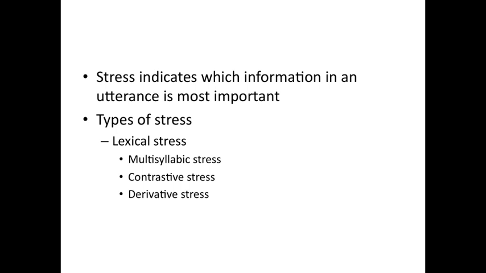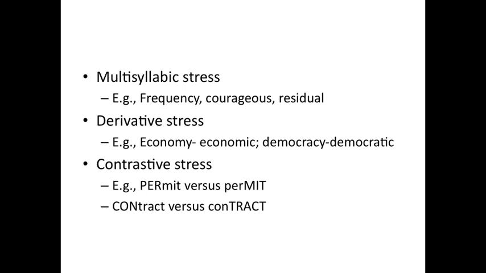So it's very important to see what the difference is in stress because it changes the meaning that is being conveyed. Okay, so the types of stress are multisyllabic stress, contrastive stress, and derivative stress. Those are some of the main things that you see at the lexical level. Lexical level is more so the syllable level. Multisyllabic stress is when there are more than one or two syllables in a word, and the emphasis changes depending on the number of syllables in a word, like frequency, courageous, residual. Derivative stress is when you have a root word and then you derive from the root word to say something else. That becomes derivative stress.